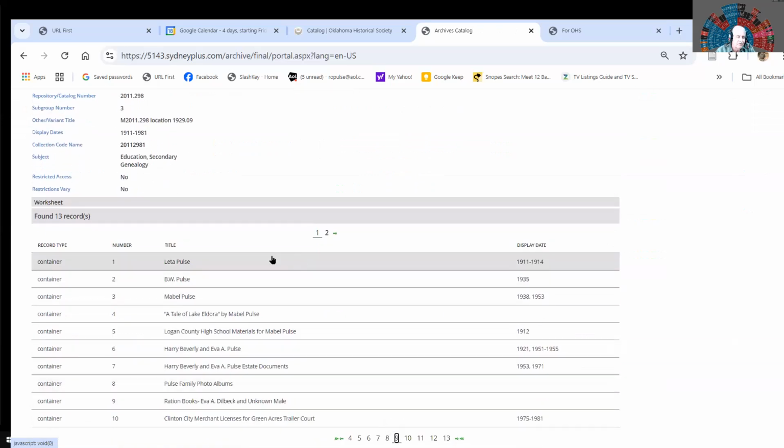Okay, Lita Pulse file container, BW Pulse, that's Beverly Wright Pulse, Mabel Pulse container. This, The Tale of Lake Eleanor by Mabel Pulse, should have about 9 or 10 poems. Lake Eleanor is the only one that Mabel got published publicly, and it was in the newspaper. I haven't found which newspaper yet, but the newspaper clipping is there. It just doesn't have a date and name on it.